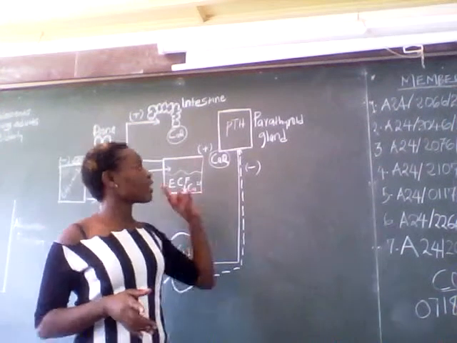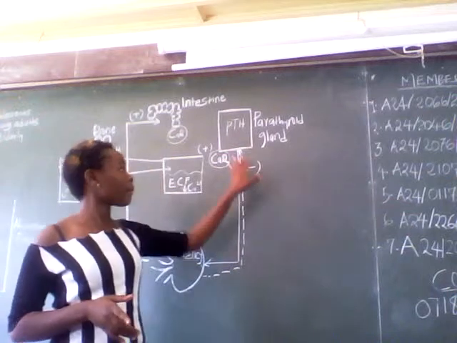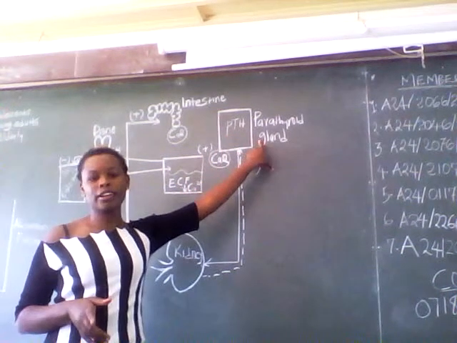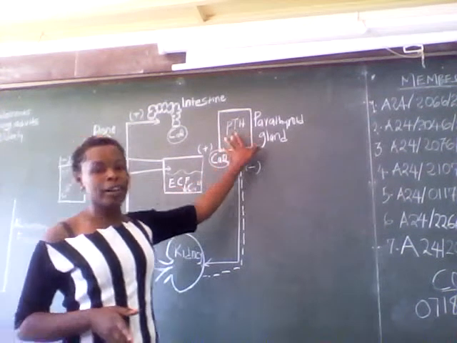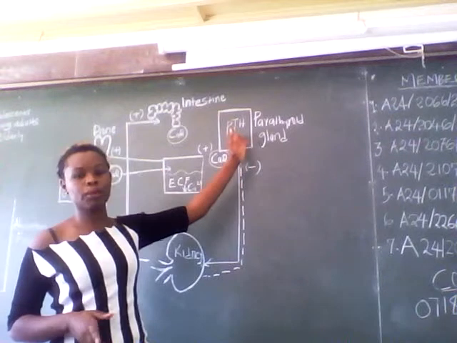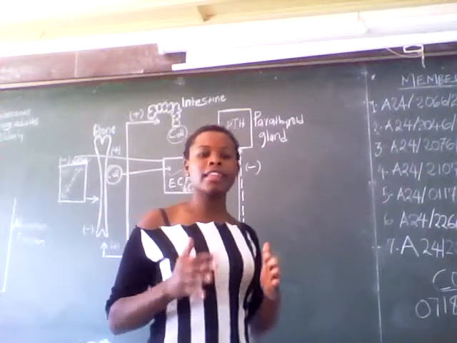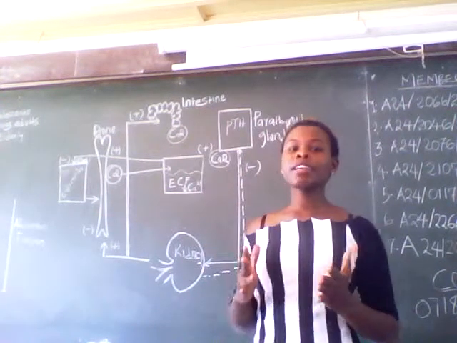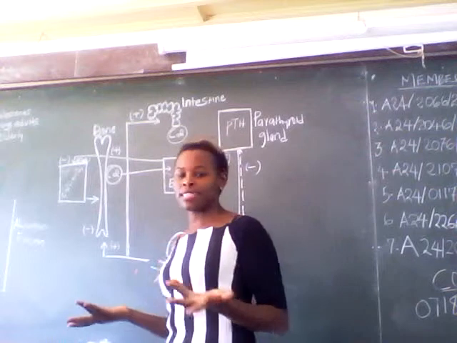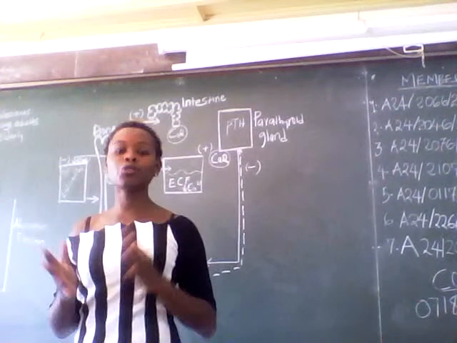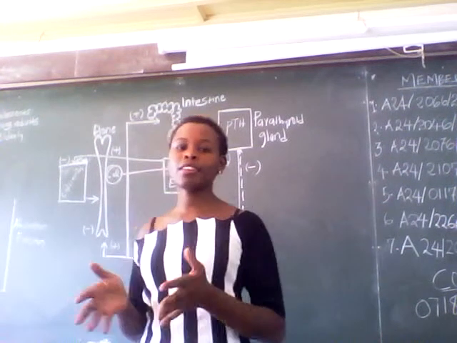Apart from that, we have another very important hormone, that is the parathyroid hormone from the parathyroid gland. This hormone removes calcium stored in the bones. Once this calcium has been removed, the role of the blood is yet again to transport it to various parts of the body. Thank you very much.